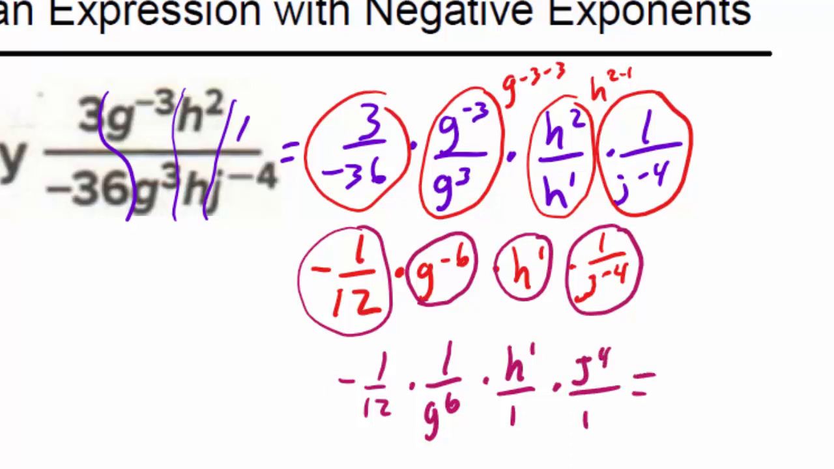And the final answer is just multiplying everything together, so I've got the negative, and then I'm going to put my fraction bar. In the top, I've got 1 times h times j to the 4th, which would be just hj to the 4th. And the bottom is going to be 12 times g to the 6th times 1, which is just 12g to the 6th.